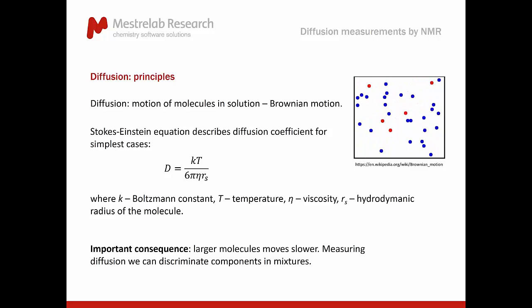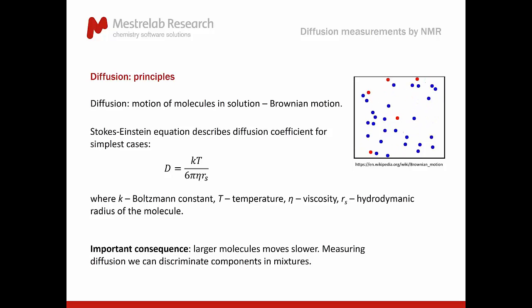If you have bigger molecules, then they move slower, so you have a dependence on the hydrodynamic radius of the molecule. And of course the viscosity of your solution also plays a role, and the higher the viscosity, the slower the motion of the molecule. So basically that's what this equation tells us.